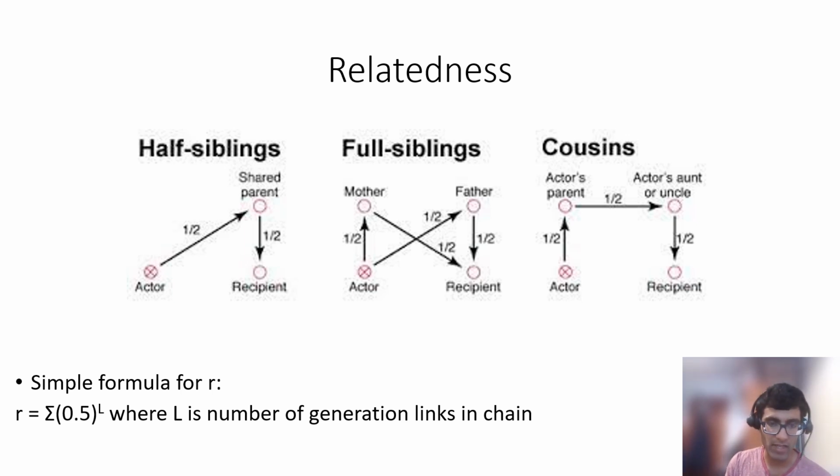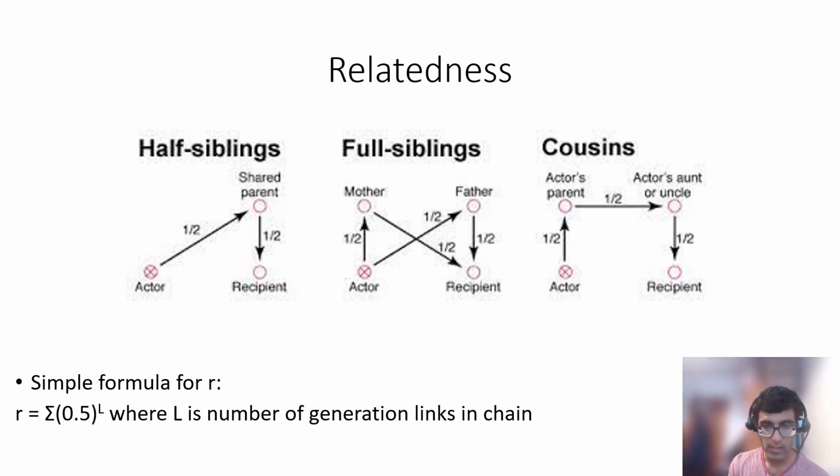So how do we calculate these relatednesses? Well, let's look at, say, half siblings. So this is the actor, this is the focal individual. What's the probability that its genes are in a shared parent? Well, the answer is a half. It gets half of its genes from its parent. The recipient also gets half of its genes from its parent if it's a half sibling. They only share 1 parent, of course, if they're half siblings. And so what you do is you multiply these, a half times a half, to get a quarter.